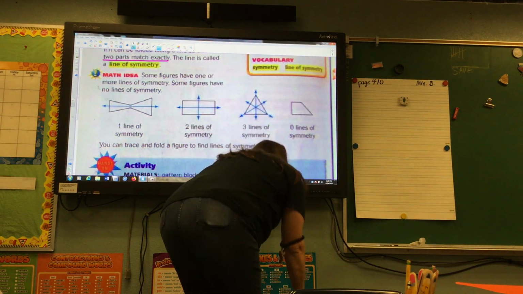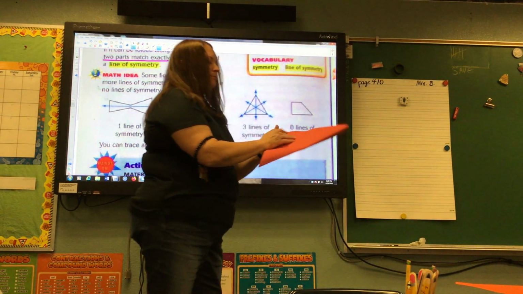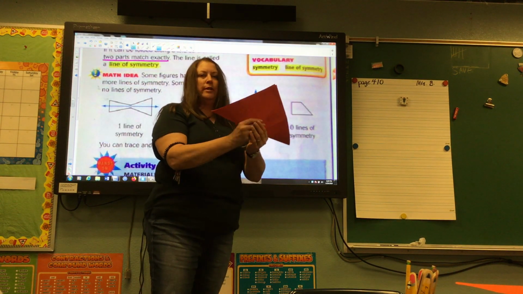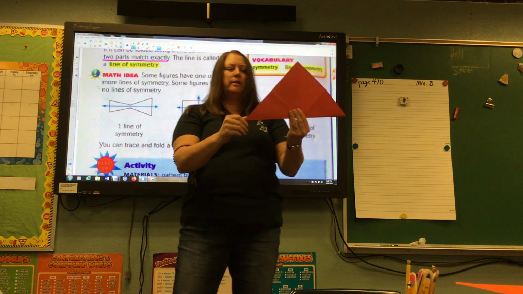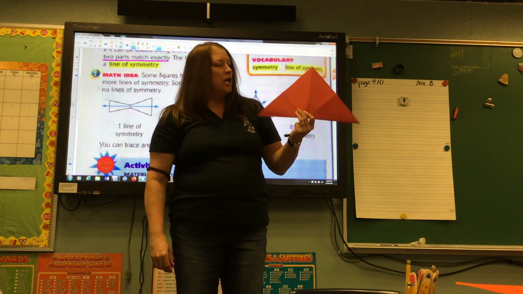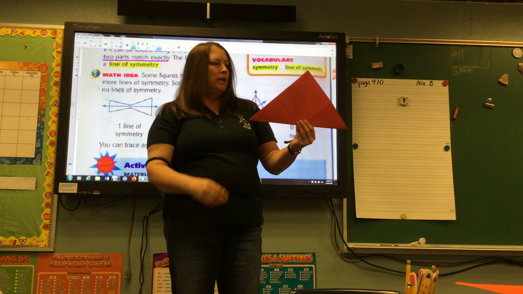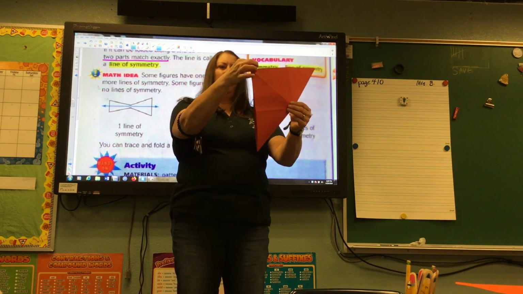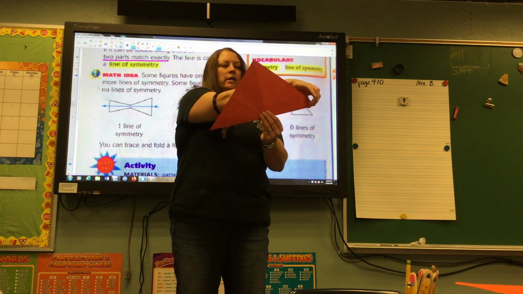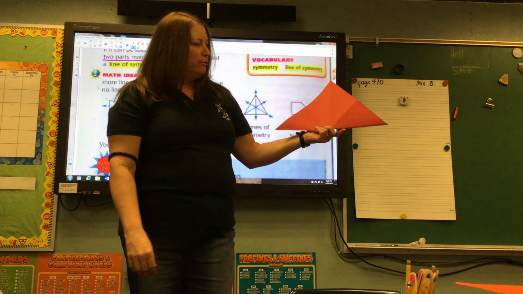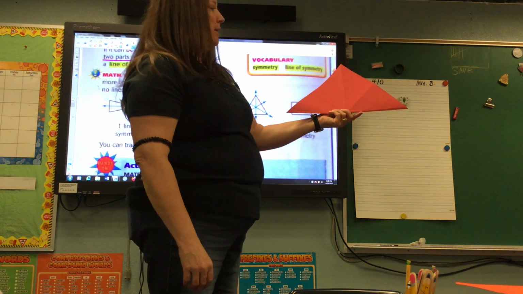I'm going to show you on here. What about a triangle? What about this triangle? What I have here is an isosceles triangle. I notice that this side and this side are equal. I have a right angle and 2 acute angles. Is there a way for me to fold this triangle into a line of symmetry?